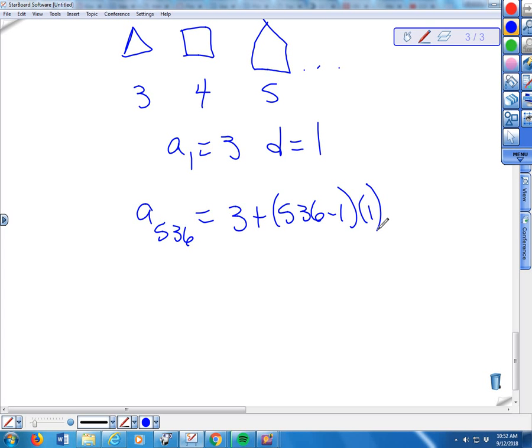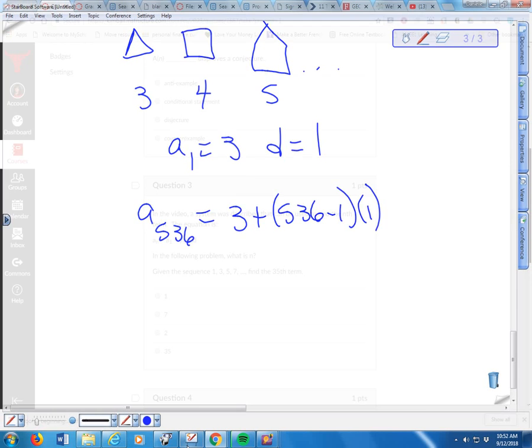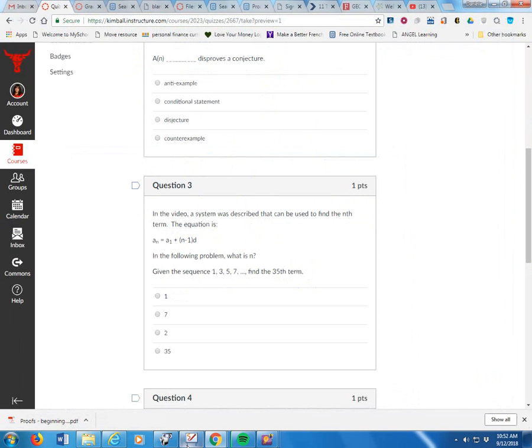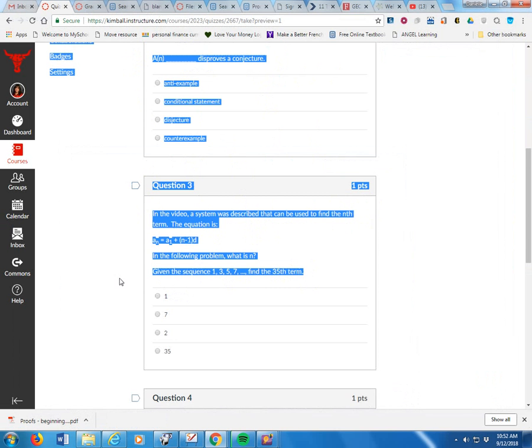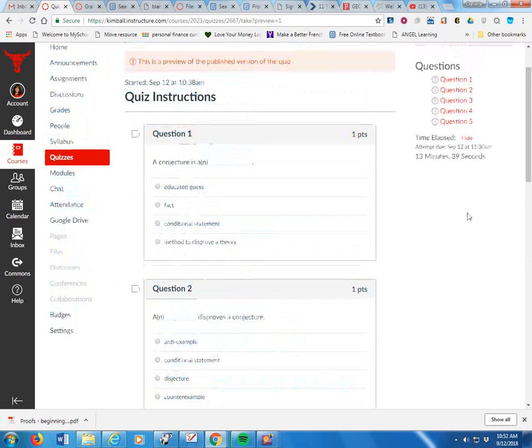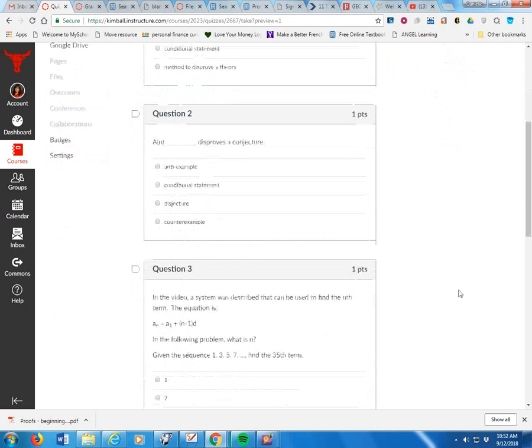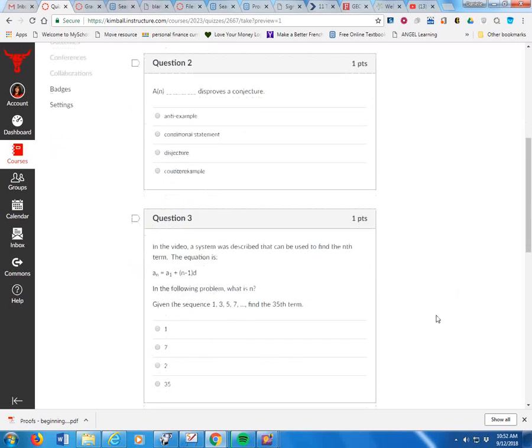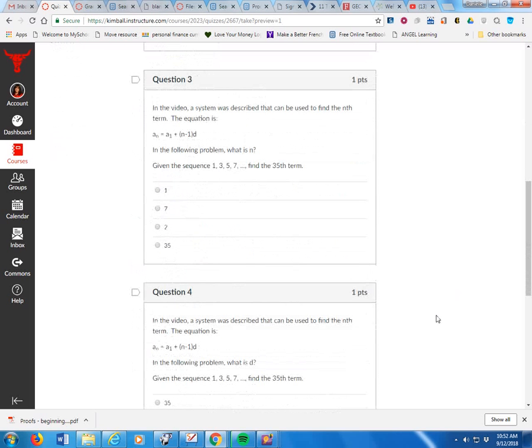Okay, so let's look at the textbook check real quick, now that I've gone through all of that. A conjecture is an educated guess. A counterexample disproves a conjecture. In the video, a system was described to find the nth term. If in the following problem, what is n? If I want to find the 35th term.